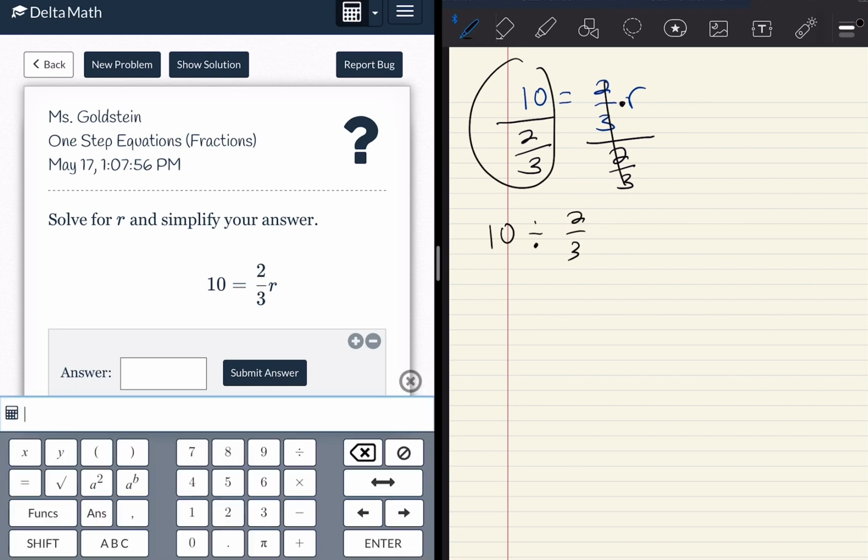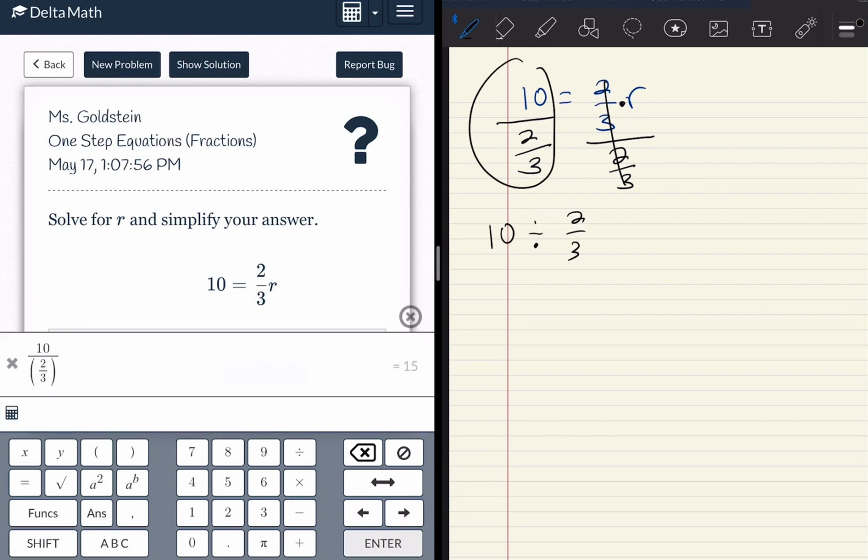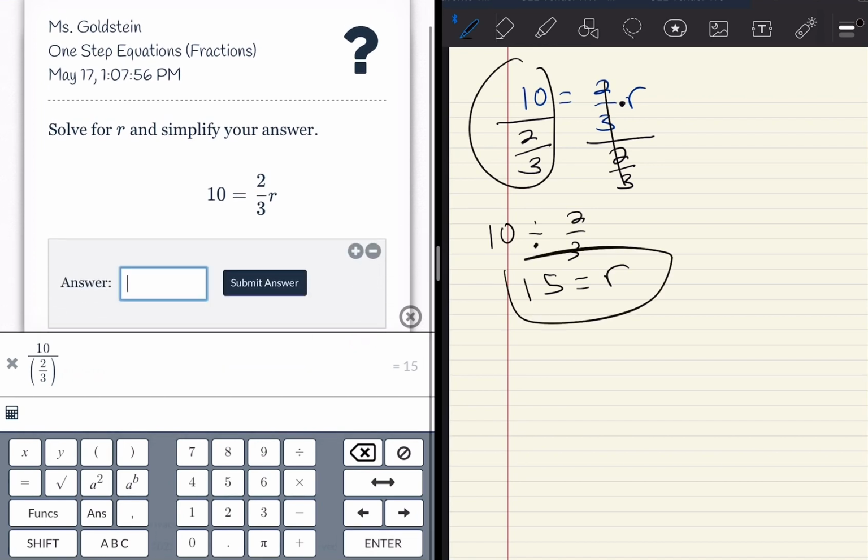So I click on my calculator. I'm going to do 10 and then divided by, and you could do parentheses. 2/3 is really 2 divided by 3. I can use my forward arrow to get to the edge there. Then I hit enter, and that is 15. So this would be 15 equals r as my final answer. Put it in like that.